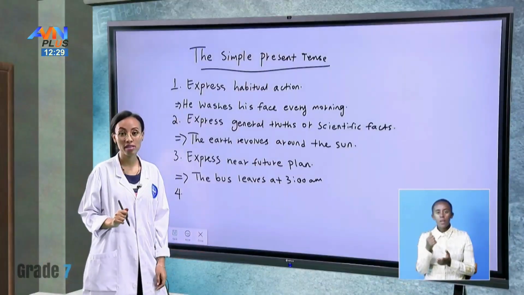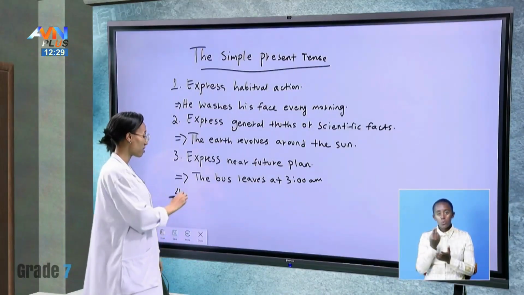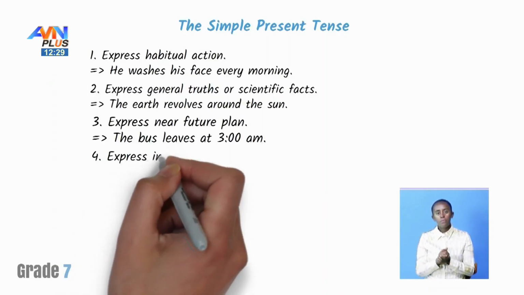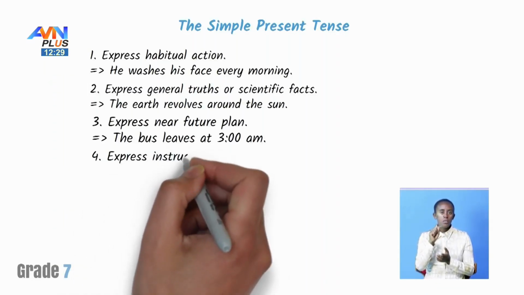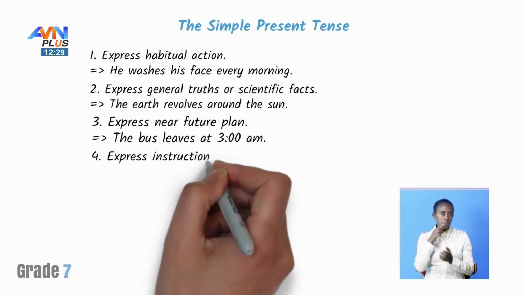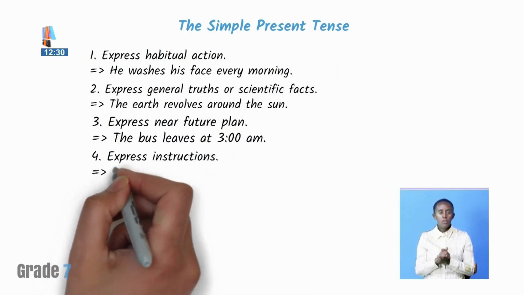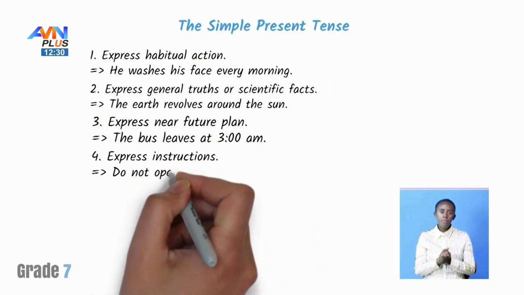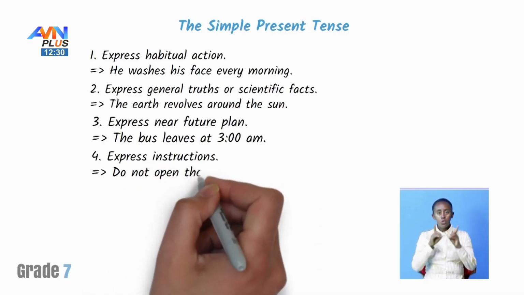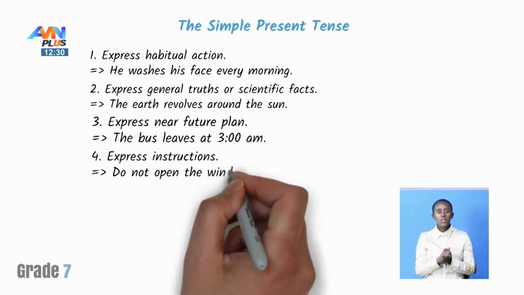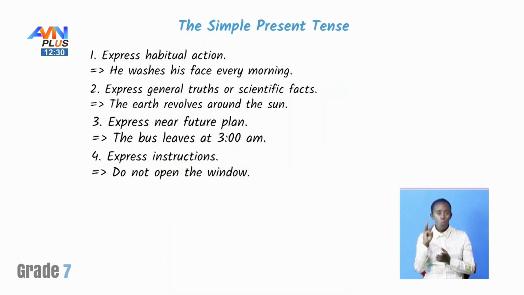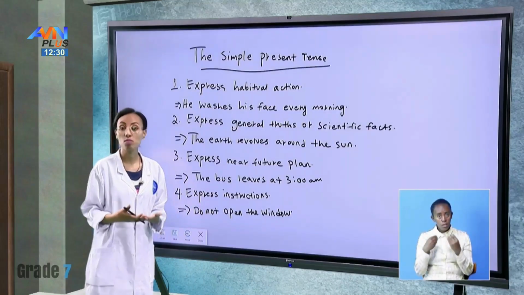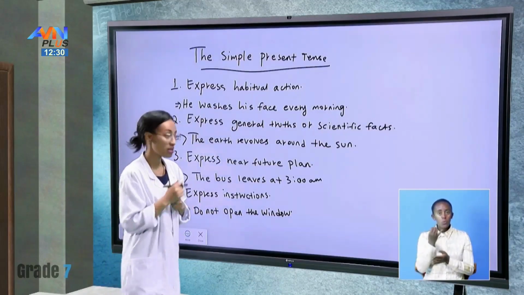The other one that we said is that we use the simple present tense to express instructions. An example: Don't open the window. This is an example we gave last time when we were talking about expressing instruction using the simple present tense.